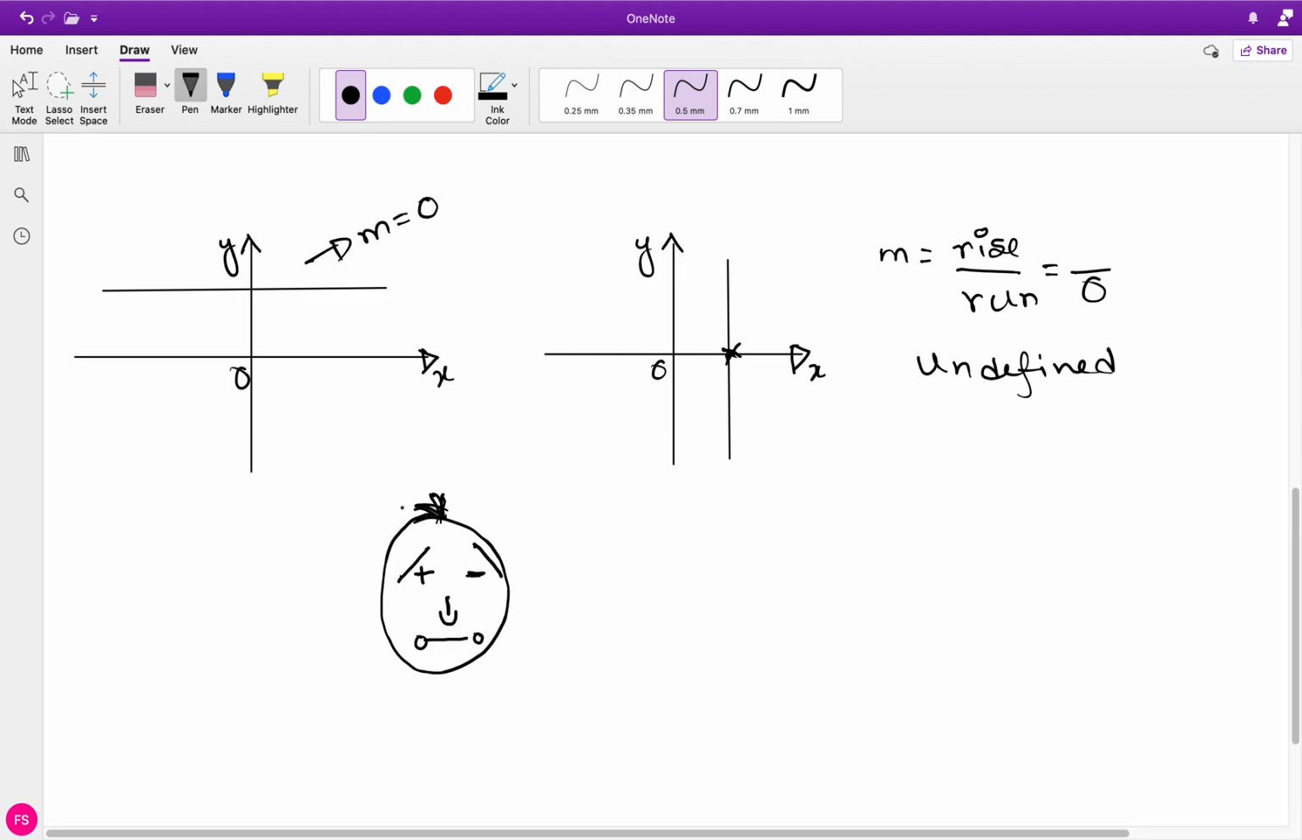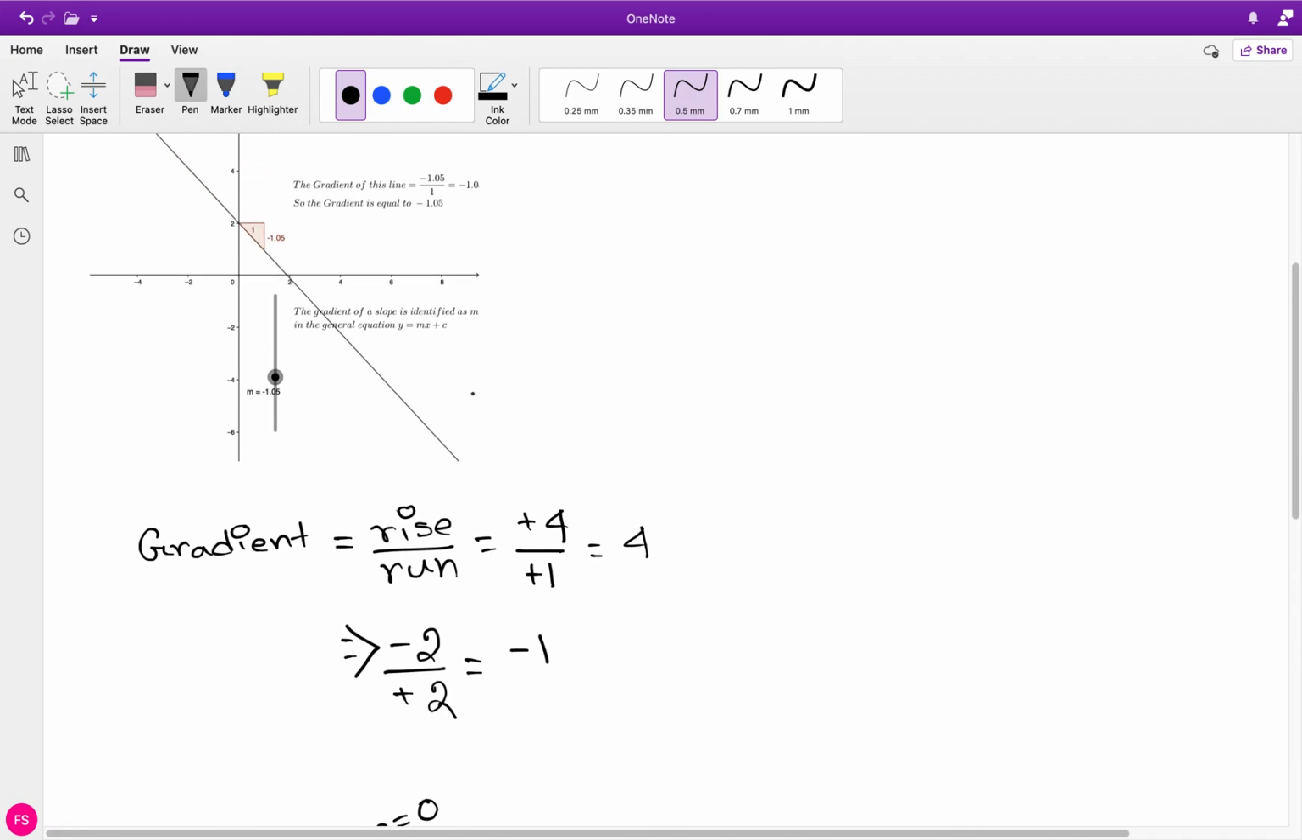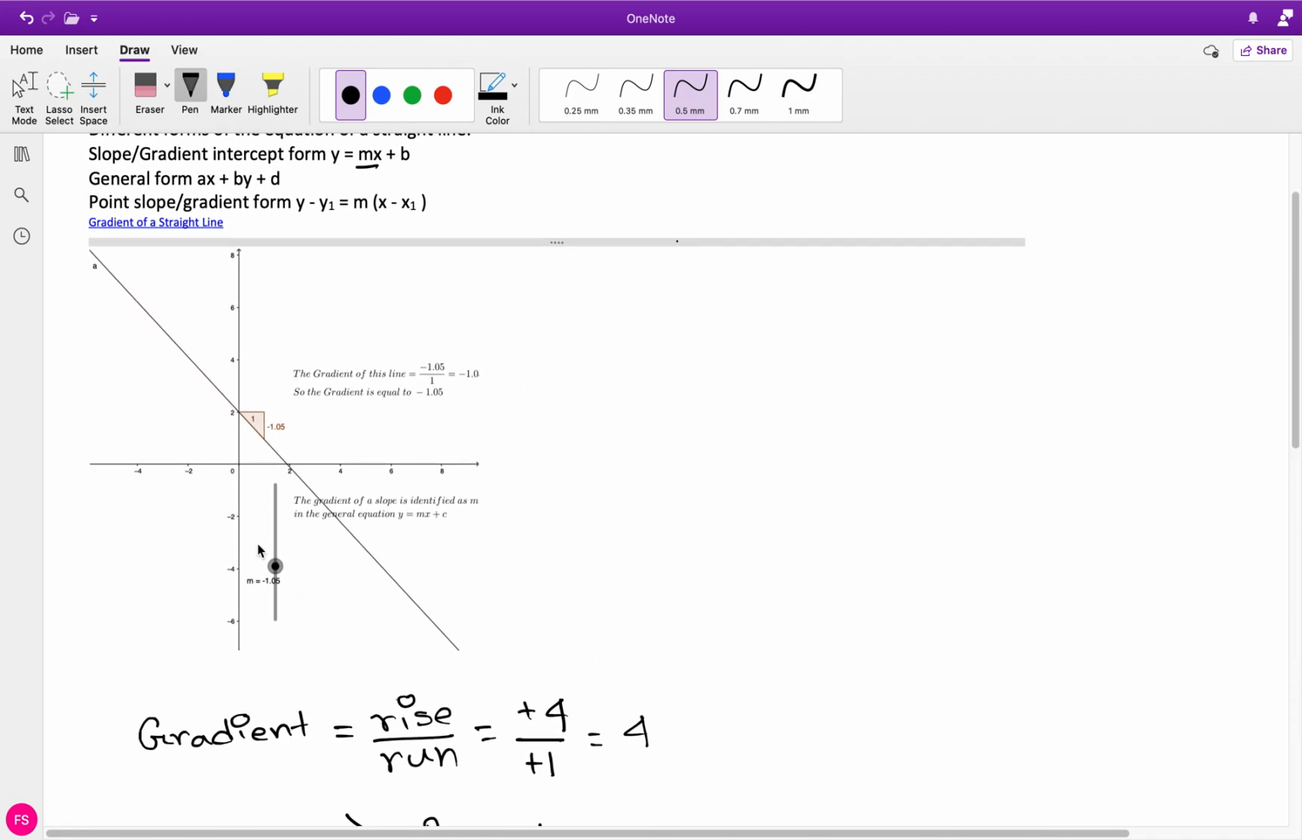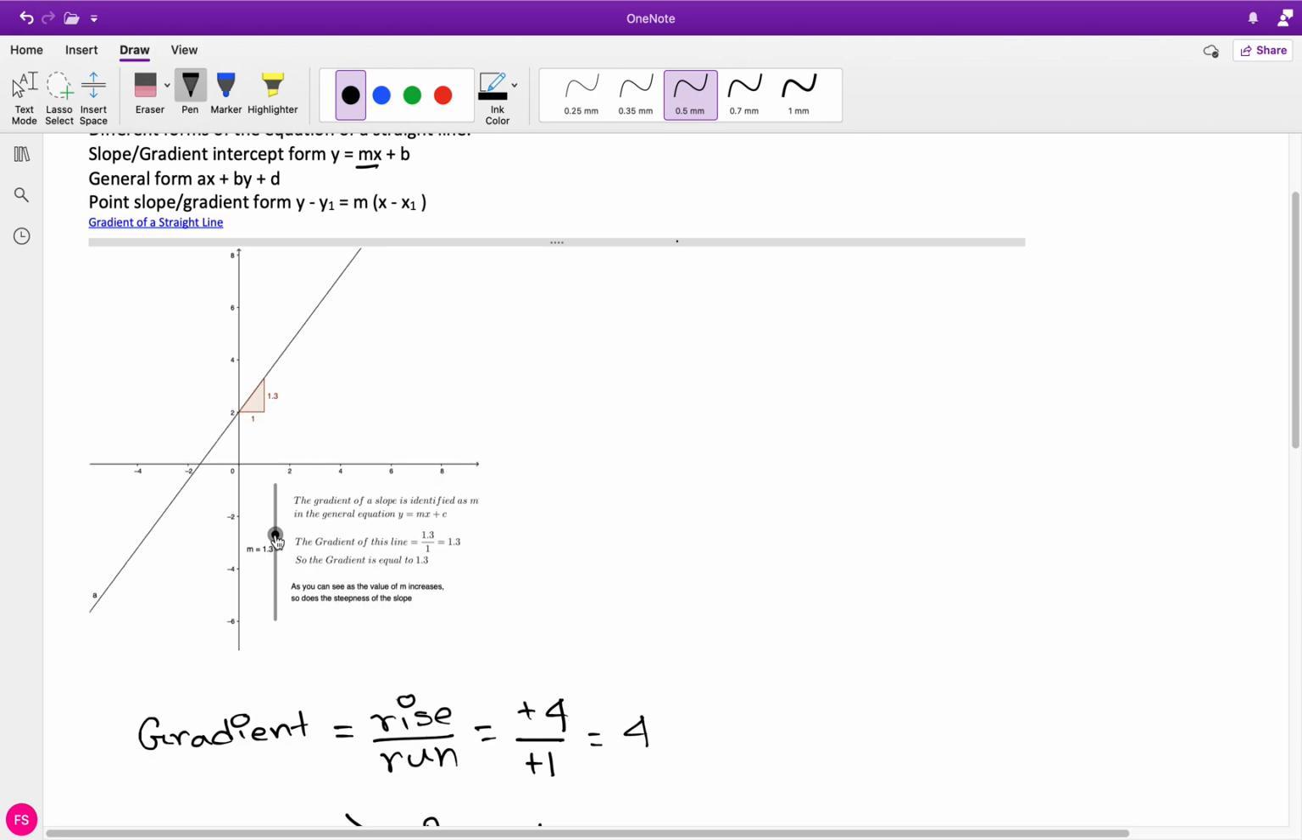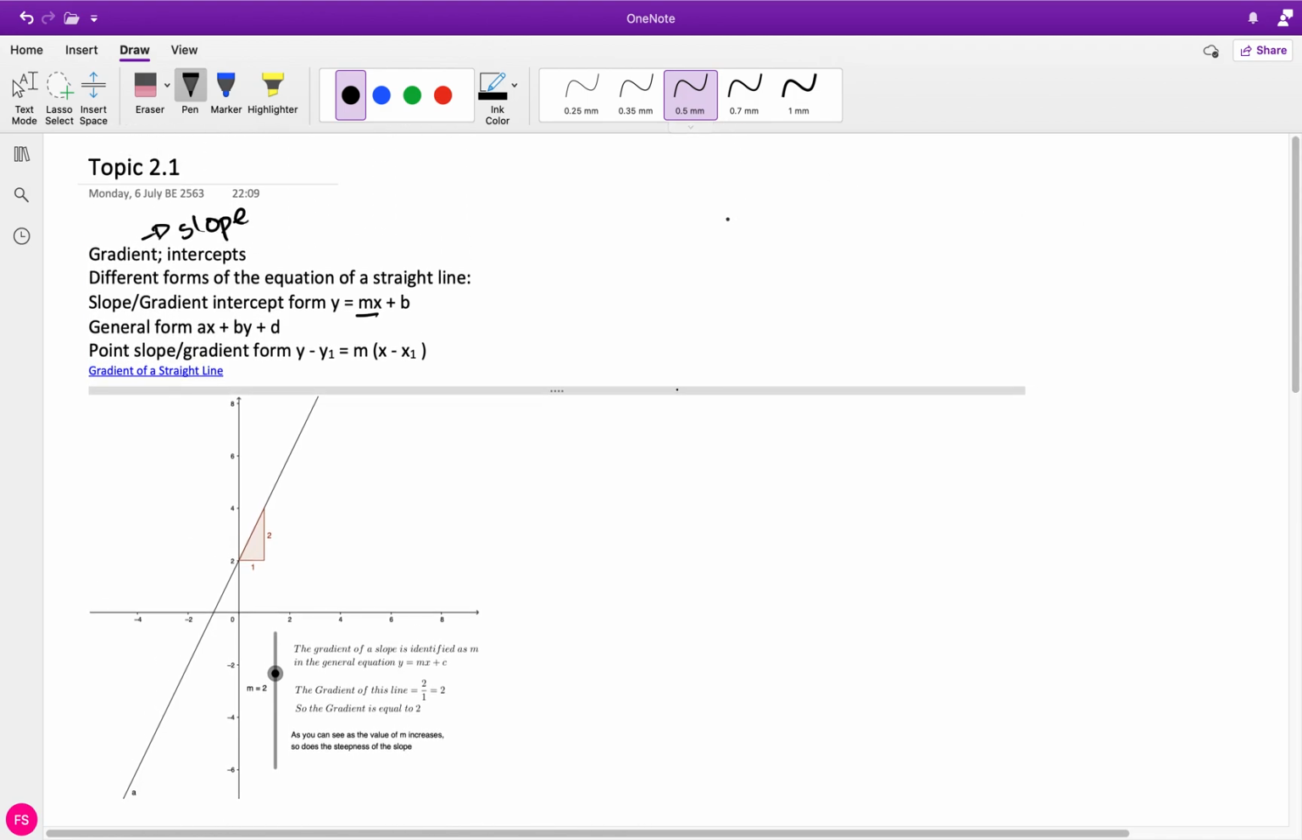Anyways, so now that we know about the gradient, let's see how you can write the equation of a straight line by using the gradient. Okay, let me change it to this, and I'm going to show you how to find the equation of a straight line. The equation of a straight line can be written in this form, which is y equals mx plus b.